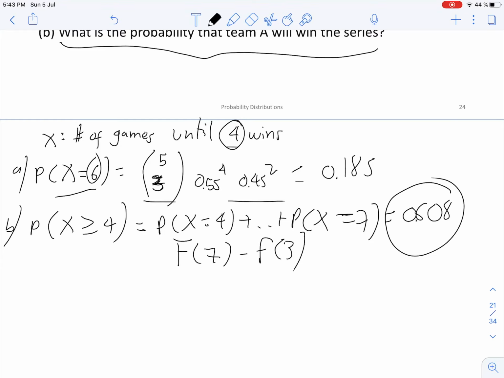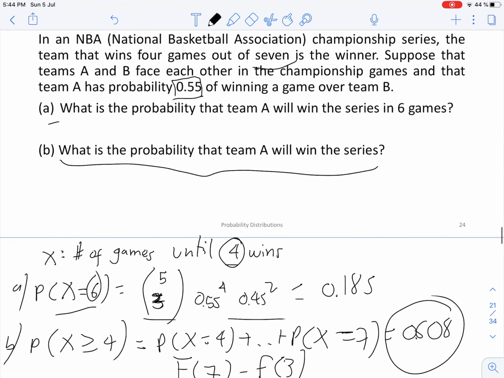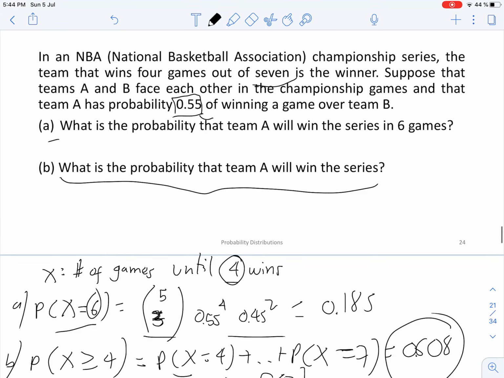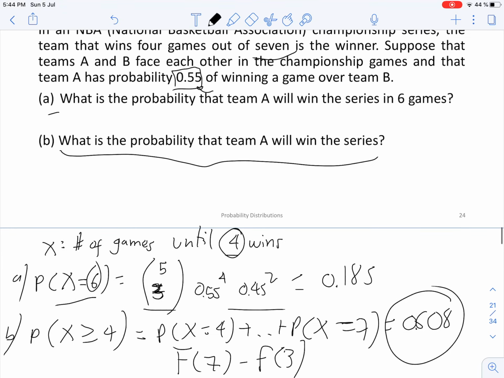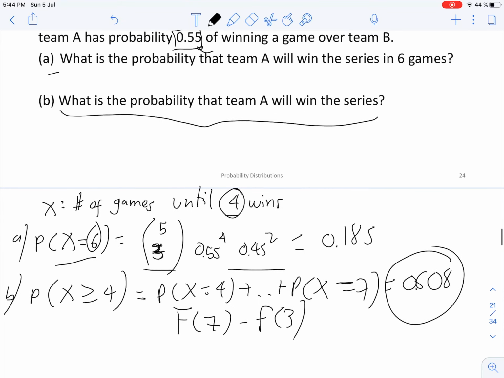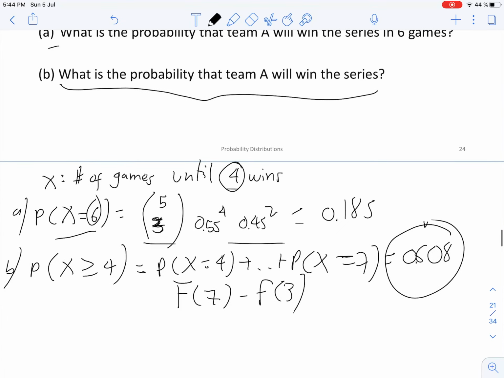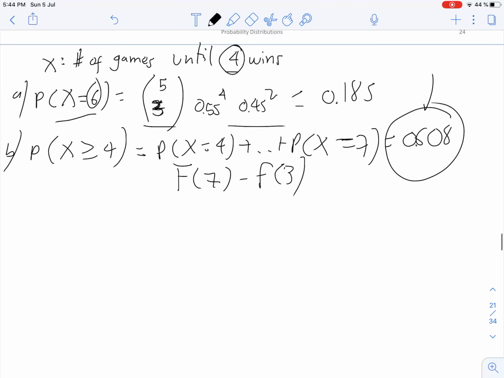That's the probability that team A will win the series, which is greater than 0.5 because in every individual game, A has a small edge, right? It's 0.55. So it has a greater chance of winning a game and of course of winning the series compared to team B.